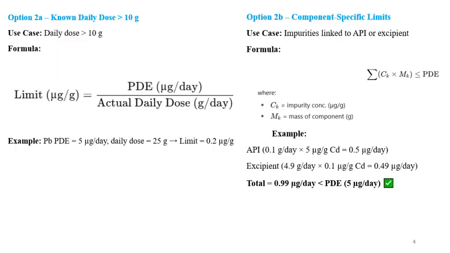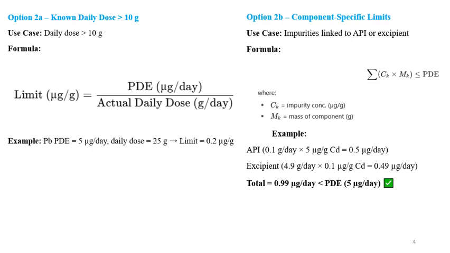Now Option 2A. When the daily dose is above 10 gram, that time Option 2A is used. So here the limit in microgram per gram is PDE divided by the actual daily dose, that is gram per day. For example, PDE is 5 microgram per day, daily dose is 25 gram per day, that is above 10 grams. So the limit will become 0.2 microgram per gram.